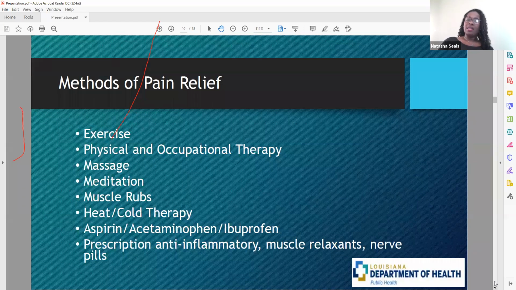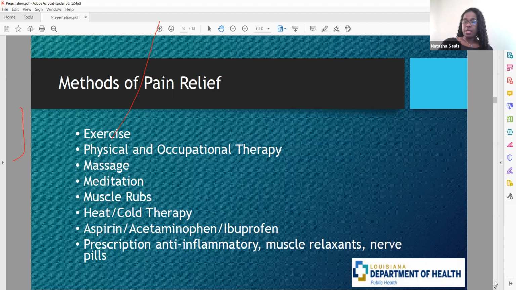So here we look at the different methods of pain relief. And there are several of them. Things like exercise, physical and occupational therapy. You have massage and meditation. With meditation, this activates and reinforces some areas of the brain that are involved in pain processing. The thought is that if you decrease stress, you decrease pain. You can also use things such as muscle rubs, which is menthol or methyl salicylate, and these serve as counterirritants. What happens is it causes your skin to cool and then become warm. This distracts from pain that is often associated with deep muscle pain.